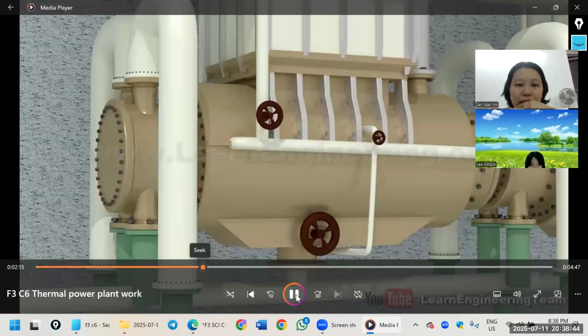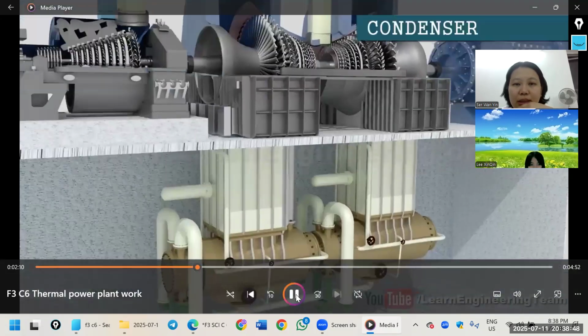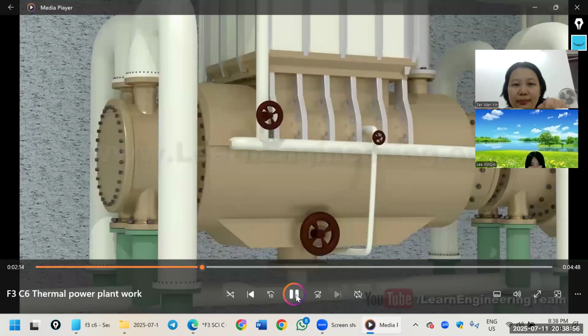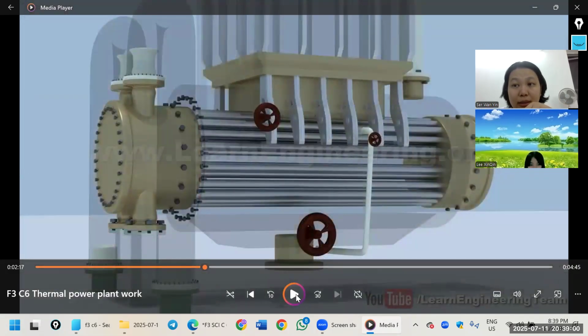A stream of cold water flows through the tubes. So this one is the cooling system. When the steam turns the turbine, it flows down. In the condenser, a stream of cold water flows through the tubes. The condenser means it is a cooling down system.